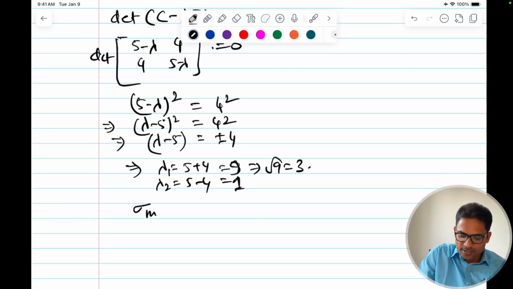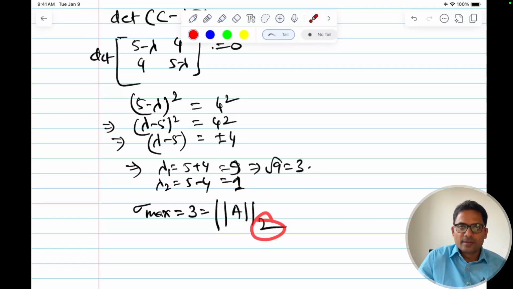So this is your sigma max equal to 3. This is equal to your P2 norm, the P2 vector induced norm for matrix A. I hope this example makes it clear.